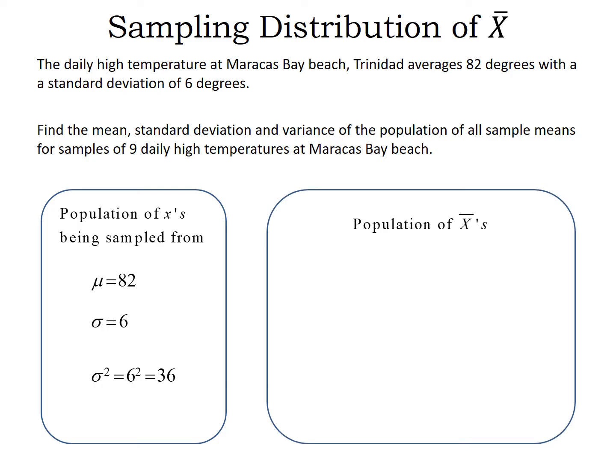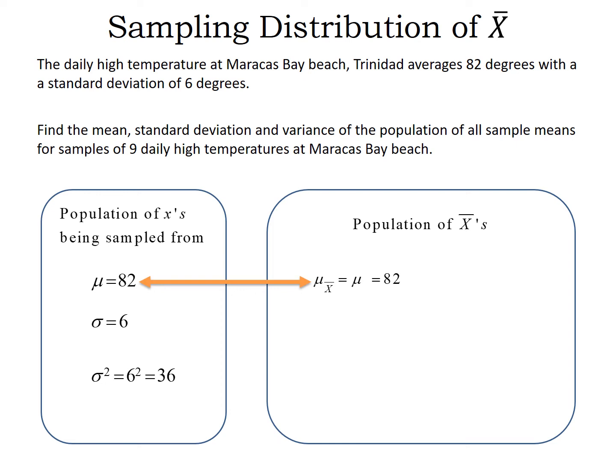Now we're being asked about the population of sample means. Applying the formulas we looked at previously, the mean of the sample means is equal to the population mean, so 82 degrees. Some 9-day averages would be higher than 82, some lower, but if we average out all those sample averages, they're going to average right back to 82 degrees.